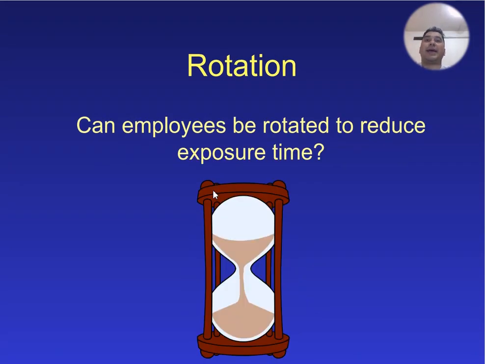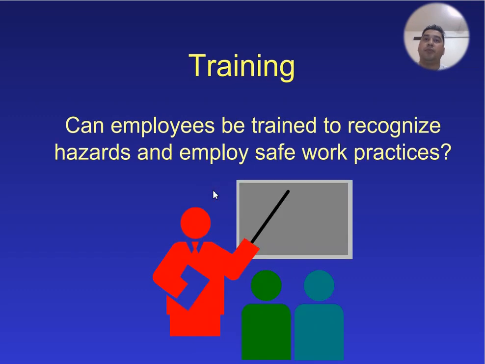After that, rotation. Can employees be rotated to reduce exposure time? Maybe one of the employees is working continuously for 2 hours. Can you rotate the employees so that each employee will work only 1 hour or 30 minutes? So for 30 minutes each, 4 employees will work in that area. So that we have to check also.